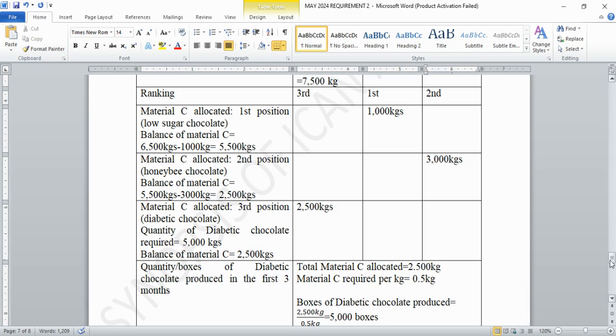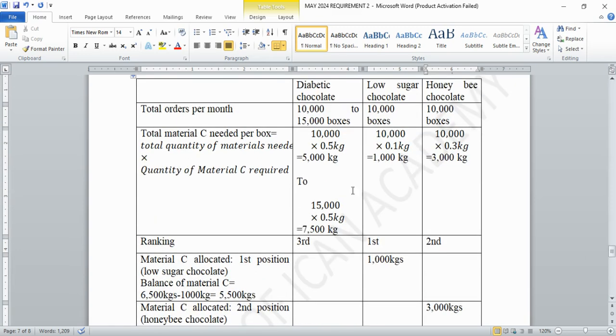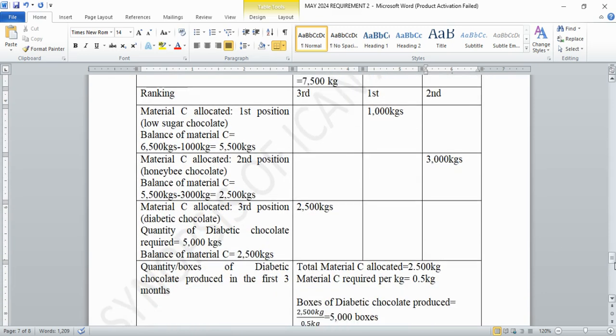They told us between 10,000 to 15,000 boxes, but the minimum they need is 5,000 kg, and we only have 2,500, right? So let's say the quantity of diabetic chocolate required is 5,000, and we have only 2,005. How many will we allocate? We'll allocate only 2,005. So the material allocated will be 2,500. But the first position got everything because that's the one giving us the highest contribution per limiting factor. The second position got everything because we had the capacity. You understand? Because that's the second highest. But the third one could not because there was limited capacity.